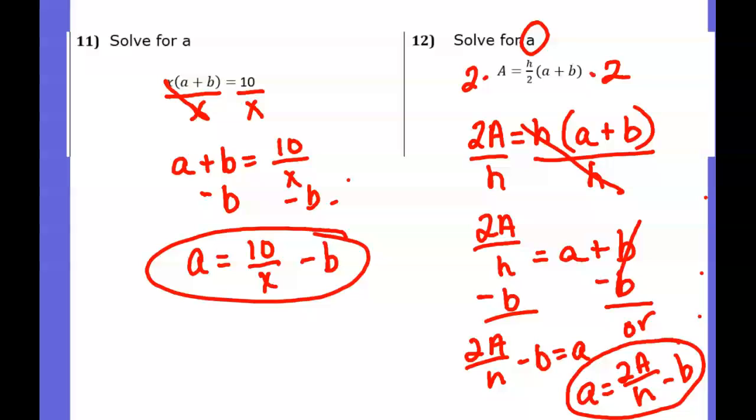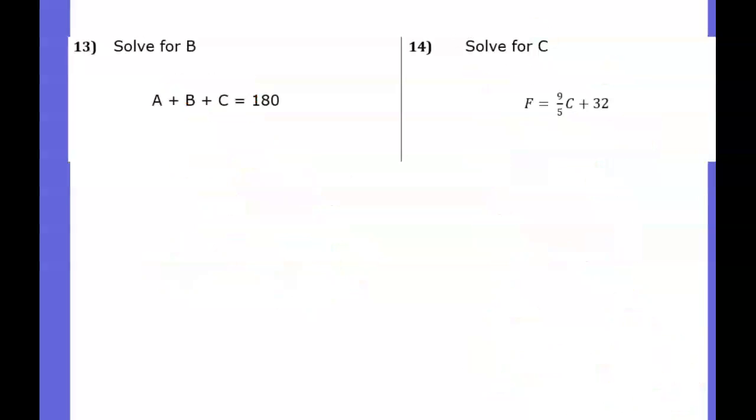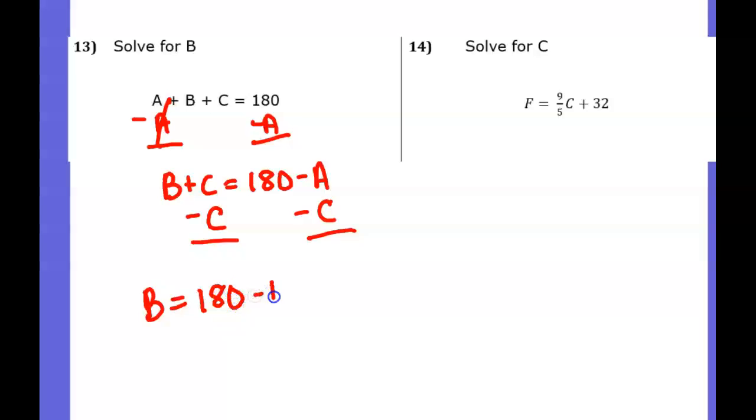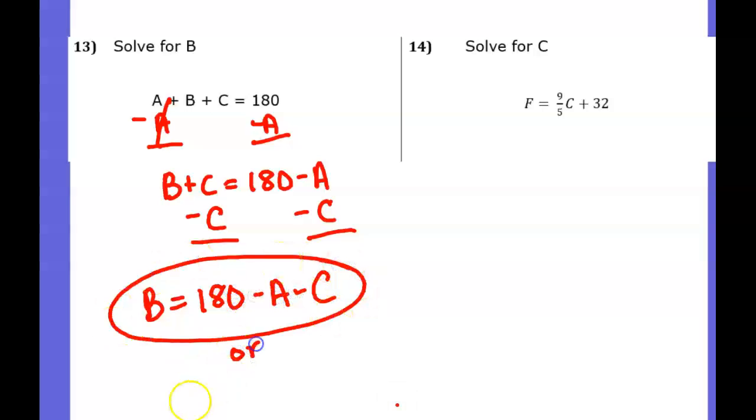Okay, 13. We want to get b by itself, so we can start off and just subtract a. So b plus c is equal to 180 minus a. And then, to get b by itself, subtract our c. So b is equal to 180 minus a minus c. And that would be our answer. Or you could have b is equal to 180 minus c minus a. They would be equivalent. Just make sure the sign that's in front goes along with the variable.